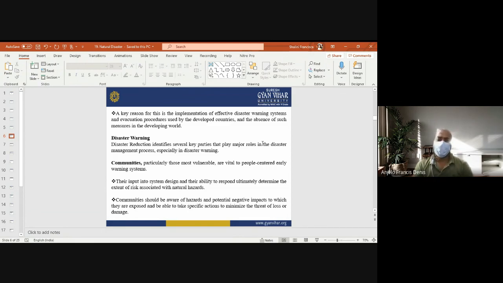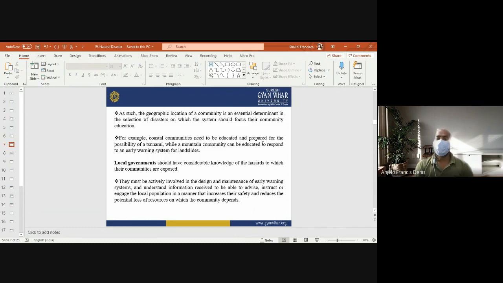Communities should be aware of hazards and potential negative impacts to which they are exposed and be able to take specific actions to minimize the threat of loss or damage. Moreover, the geographic location of a community is an essential determinant in the selection of disasters on which the system should focus its community education. That is why there is the introduction of the course Environmental Studies and Disaster Management. This is a compulsory course for all graduates. They have to undergo this course, study and pass an exam. The major aim of the government is to make people aware about disaster management techniques.